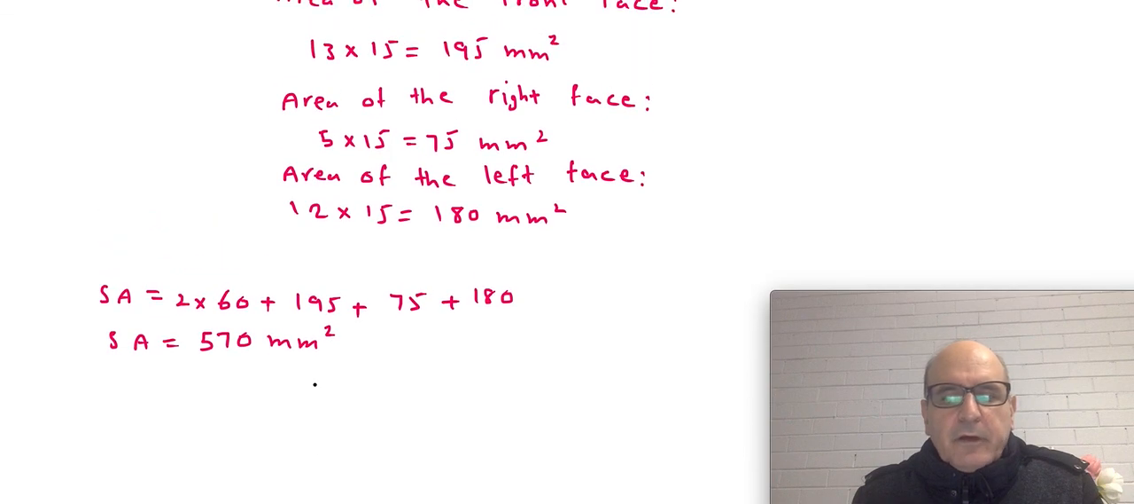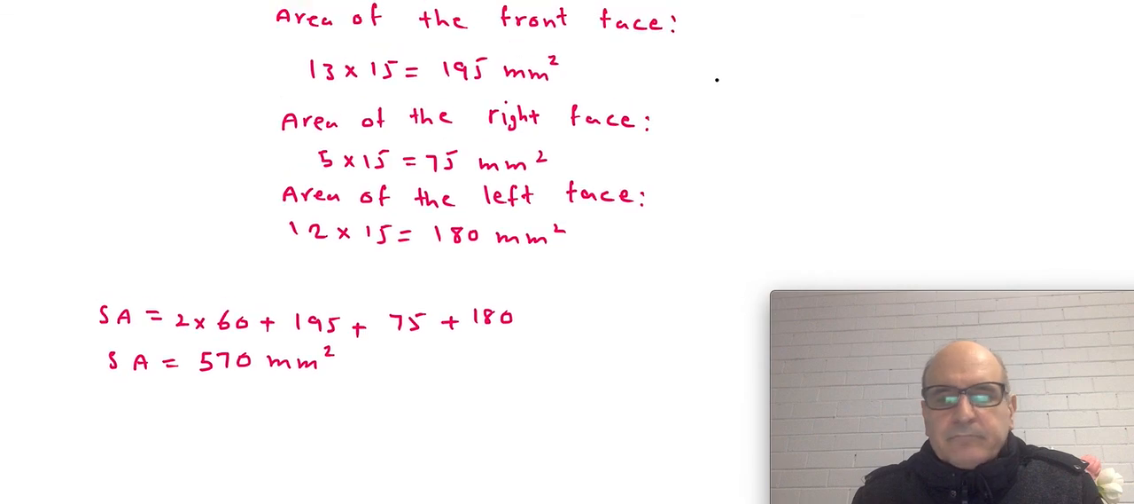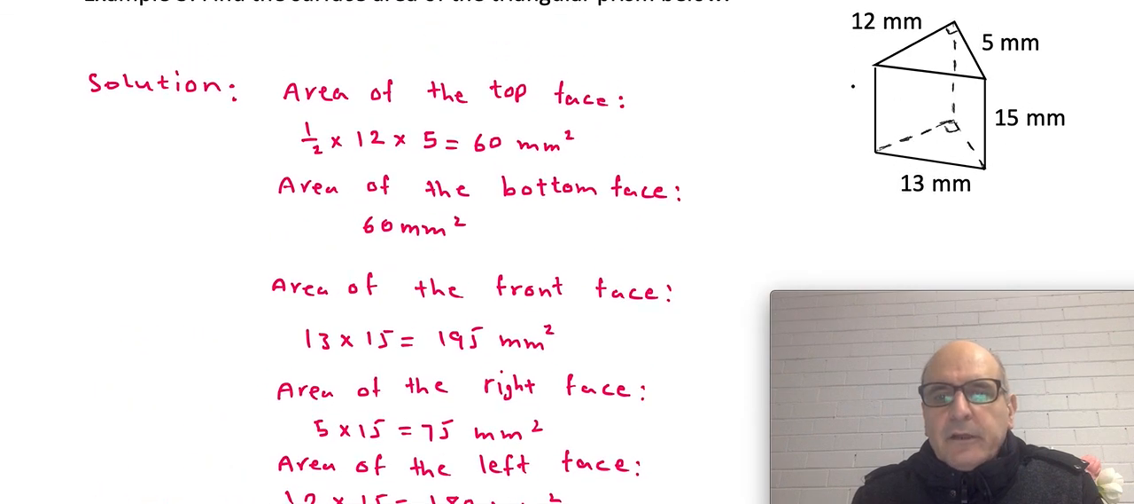That is how we found the surface area of a triangular prism.